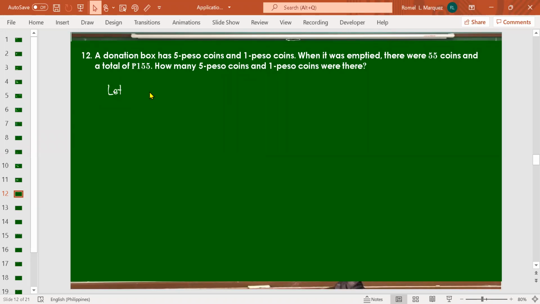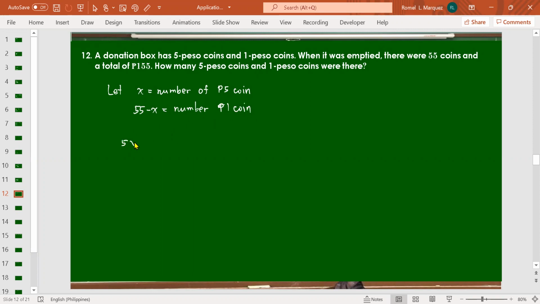Let x, madali lang to. Ang ilalet nga natin ng x, yung mas malaki ang amount. Number of 5 peso coin. Kasi minumultiply yan eh. Ano mo eh, 5 peso coin. Ay, 55. Mali. 55 coins pala siya. Total is 55 minus x, ito yung number of 1 peso coin. Para pag minultiply, mas maliit ang multiplier. Mas malaki kasi yung expression na ito.